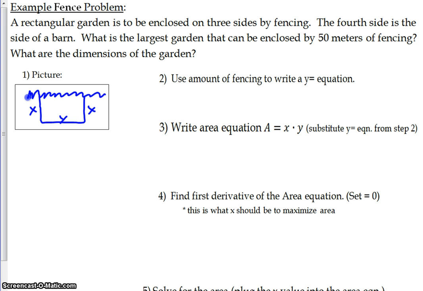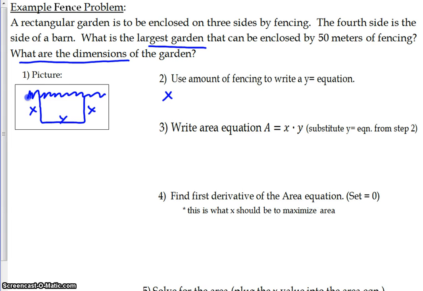We want to know what's the largest area that can be enclosed, the largest garden that can be enclosed by 50 meters of fencing. Then we have a secondary question of what the dimensions are. It's going to be a what by what rectangular plot. So the first step is to use the amount of fencing, in this case 50 meters, to write a y equals equation eventually.